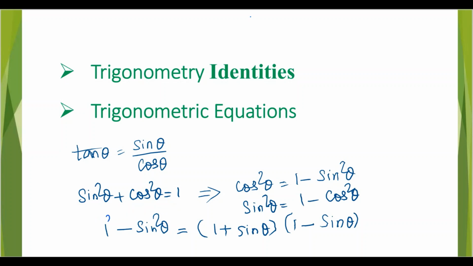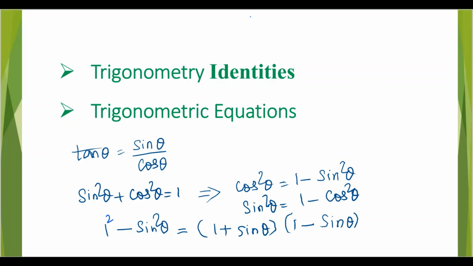Okay, and 1 minus sin squared theta is nothing but 1 squared minus sin squared theta. This is of the form a squared minus b squared, which is equal to a plus b multiplied by a minus b. That is 1 plus sin theta multiplied by 1 minus sin theta.